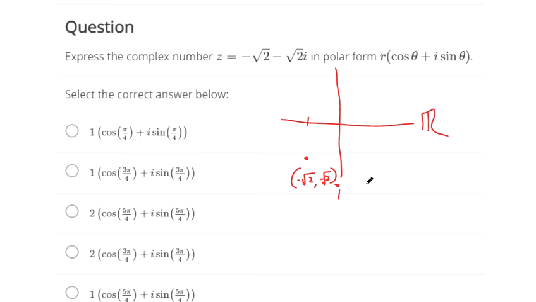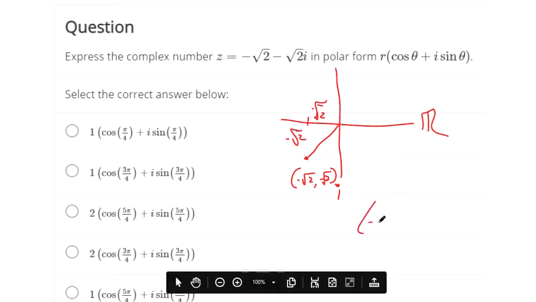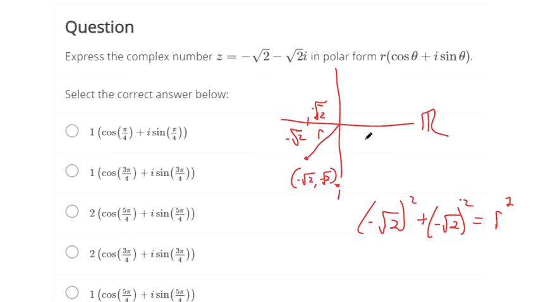Okay, so we want that in polar form. So in polar form, for this same coordinate, we need to define a theta, so an angle. We need to define r, the distance from the origin. So r might be easiest here. R is this distance, so you could use the Pythagorean theorem. This is square root of 2, and this is square root of 2. So the negative square root of 2 squared plus negative square root of 2 squared equals the thing we're trying to solve for, r squared. A squared plus b squared equals c squared, because we want to know the distance from the origin when we're talking about polar coordinates.